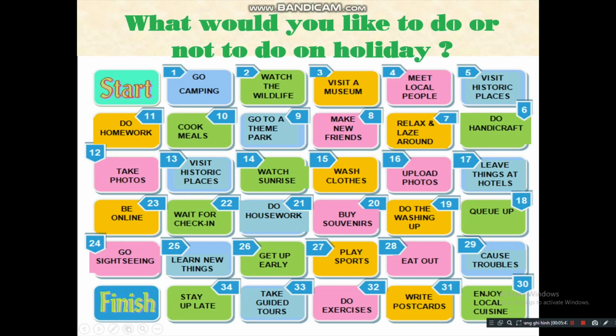So here are some clues for you to make full sentences, and you can do it at home. So what would you like to do or not to do on holiday? This is basically a game. You can go from the starting point here, go camping, and make sentences with the action that is given.